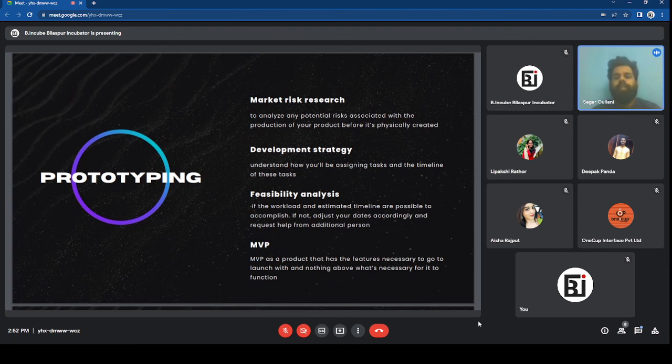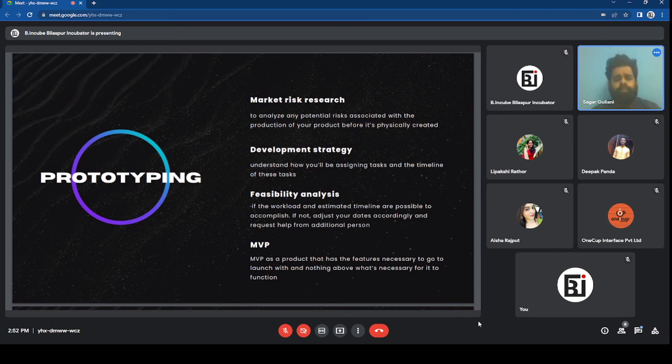Next is the development strategies. You can begin working through your development plan, right? In other words, understand how you will assign tasks and the timelines of these tasks, right? If you have to plan the tasks and you have given timelines, or estimated timelines, on a week or a month basis, you have to ask the team members to deliver their plans according to the timeline only.